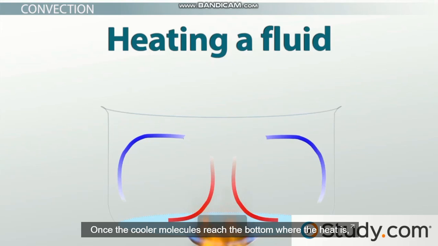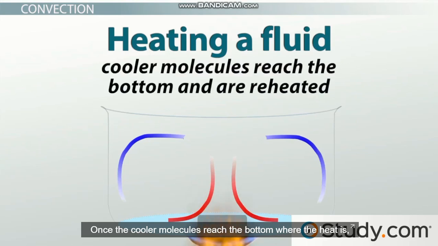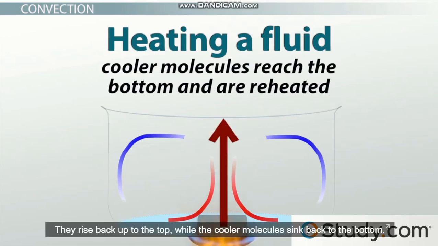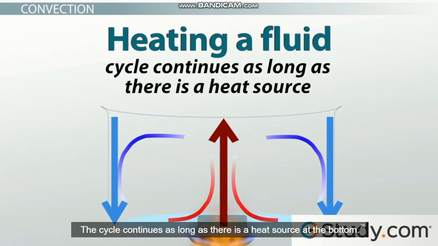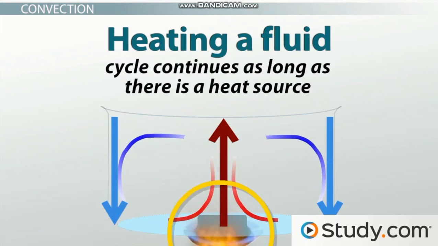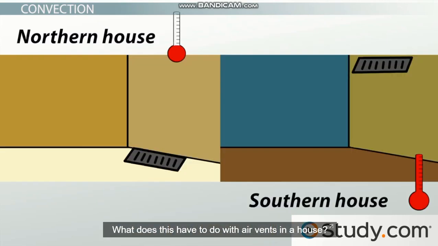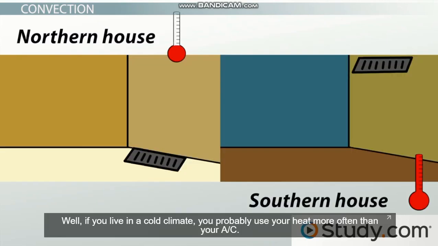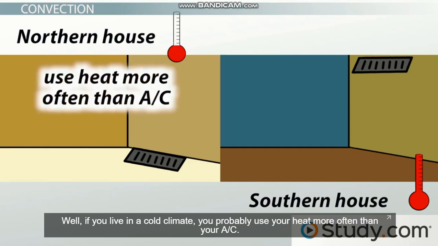Once the cooler molecules reach the bottom where the heat is, it's like they ate another cookie and get an increase in energy again. They rise back up to the top while the cooler molecules sink back down to the bottom. The cycle continues as long as there is a heat source at the bottom. What does this have to do with air vents in a house? Well, if you live in a cold climate, you probably use your heat more often than your AC.